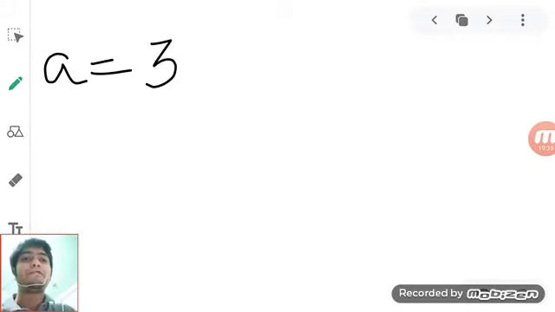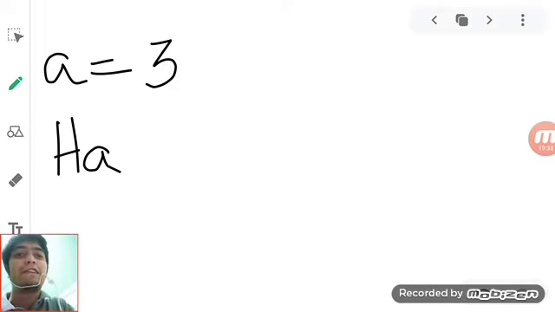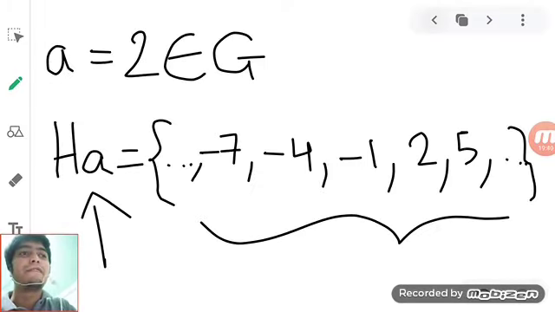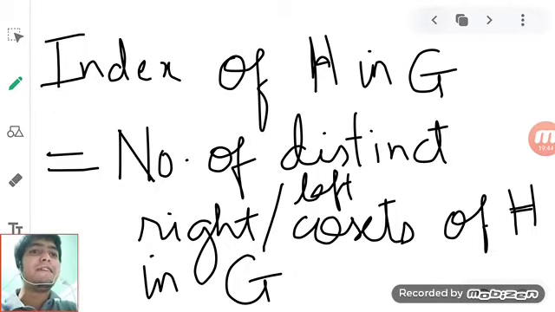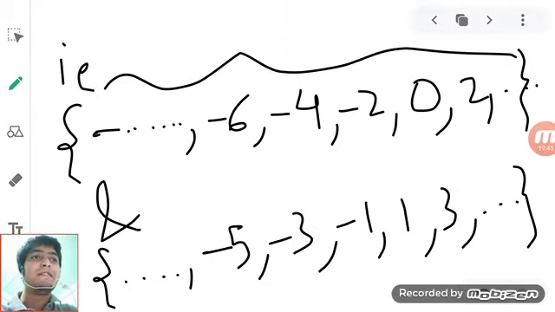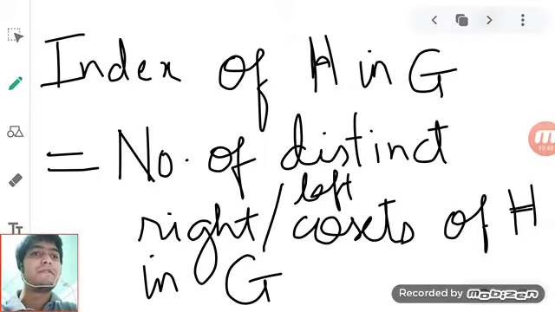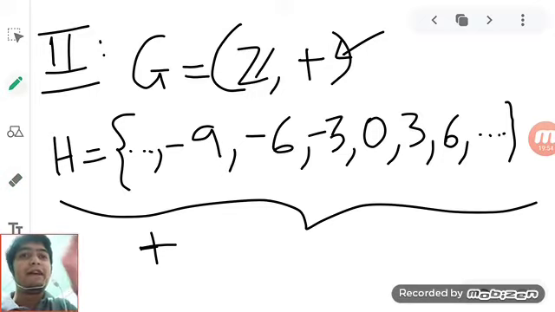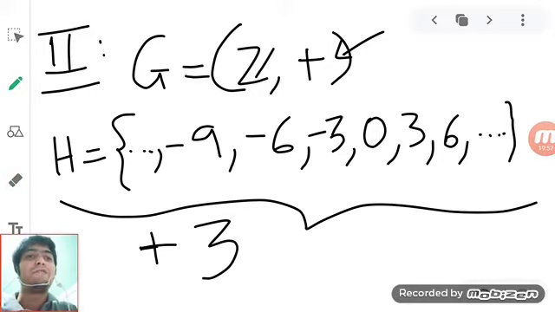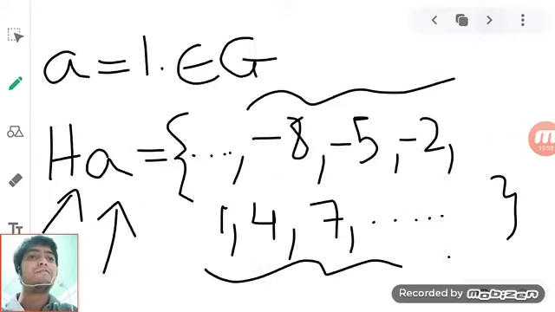If we put A equal to 3, now again, just calculate HA. So how much will you get? Let us see. Okay, sorry, where is H? Okay, now we will add 3 over here. If we add 3, so minus 9 plus 3, minus 6 plus 3, so what will we get?